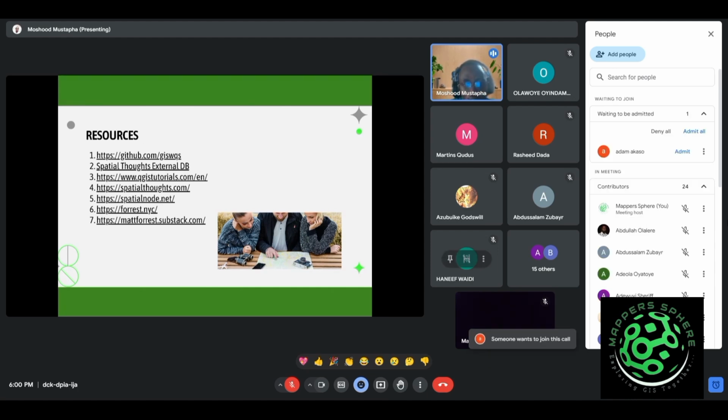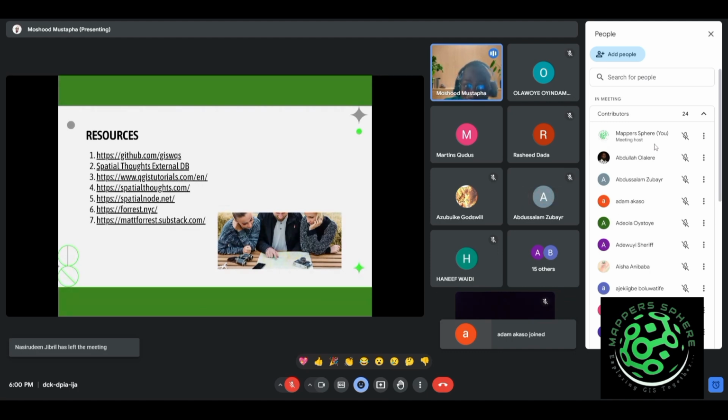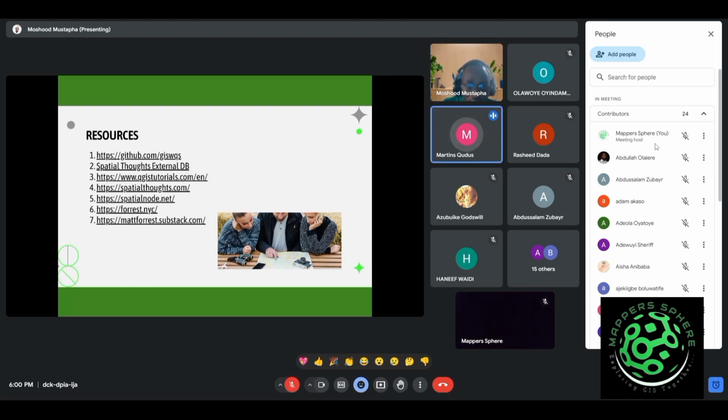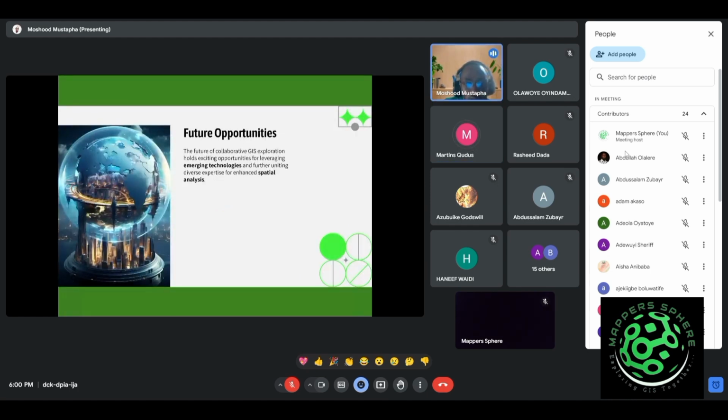Then we have Spatial Node. Spatial Node is a platform to get GIS jobs. You can basically be getting GIS jobs to map out a particular thing and you are getting paid for it. Spatial Node is the go-to platform for that, and it was built by a Nigerian. That's one of my friends that I was talking about, Emmanuel Jolaya. He built it while he was still in school, I think.